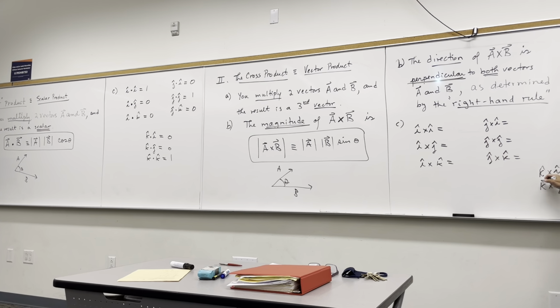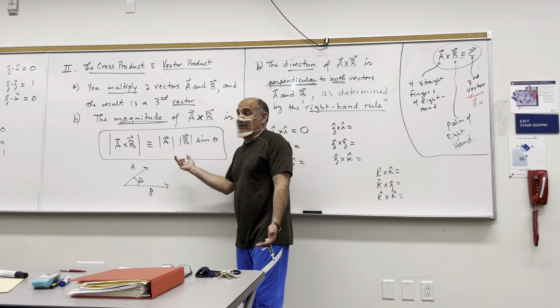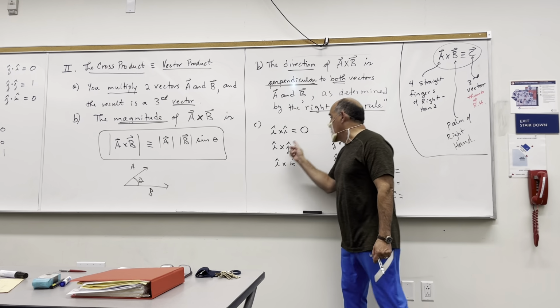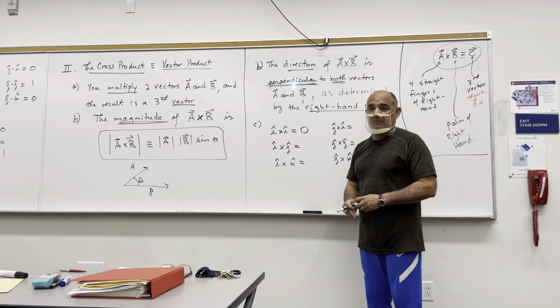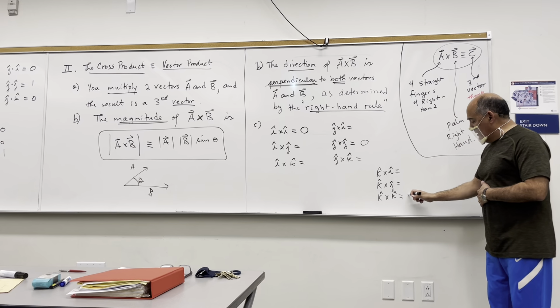Yeah, because let's say I cross I is going to be some vector. Let me calculate the magnitude of that vector. It would be the magnitude of I hat, which is 1, times the magnitude of I hat, which is 1, times the sine of the angle between I hat and I hat, which is 0. And the sine of 0 is going to make it 0. So I cross I is 0, just as J cross J is 0, and K cross K is 0.